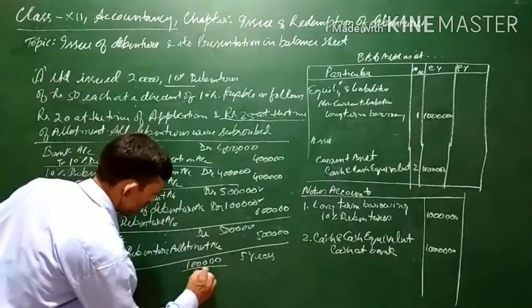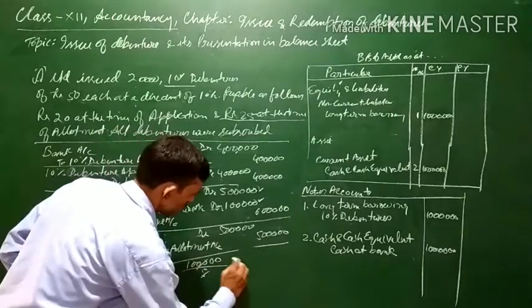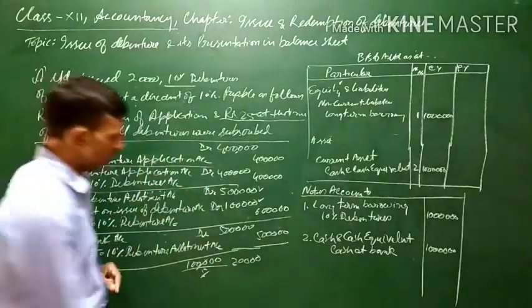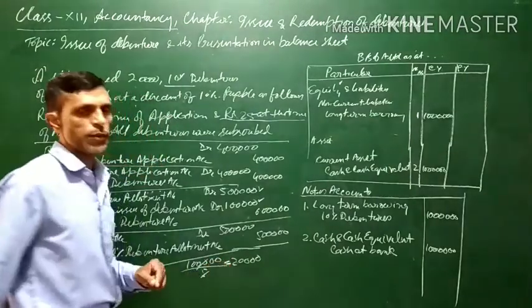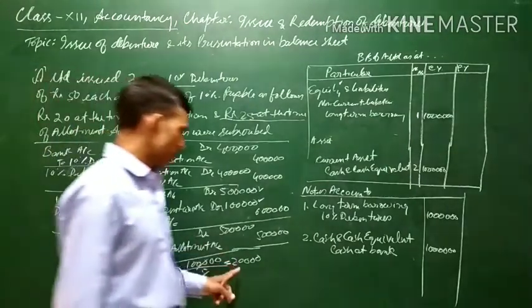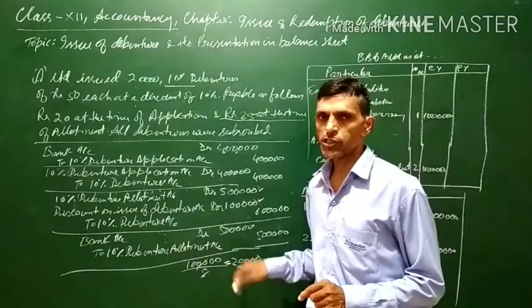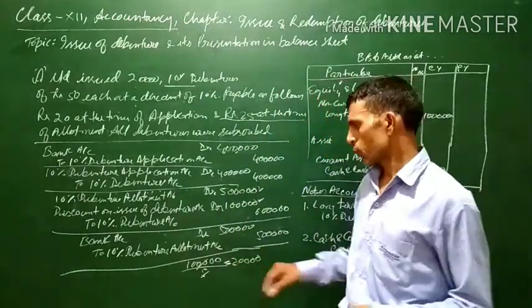That is, we will divide it by 5. It will come to 20,000. Means every year 20,000 will be written off from the statement of profit and loss.